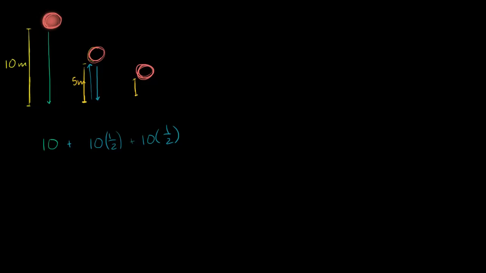Now what about on this jump, or on this bounce, I should say? Well, here it's going to go half as far as it went there. So it's going to go 10 times 1/2 squared up, and then 10 times 1/2 squared down. And I think you see a pattern here. This looks an awful lot like a geometric series, an infinite geometric series. It's going to just keep on going like that forever and ever.